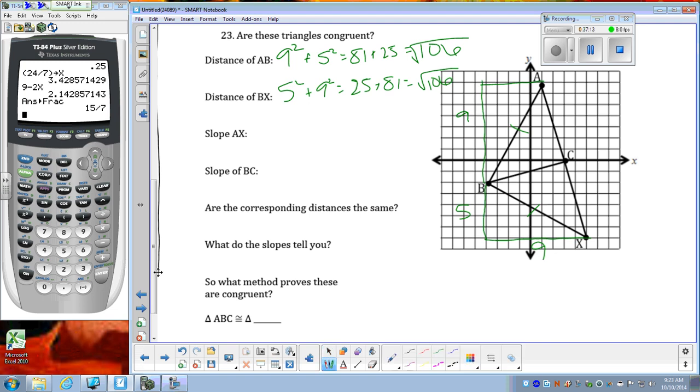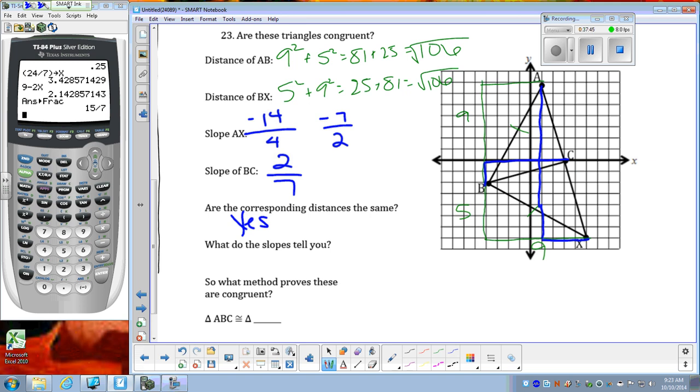Let's see. From A to X, I went down 3, 4, 5, 6, 7, 8, 9, 10, 11, 14. Went down 14, and then over 4. So that simplifies to -7 over 2. For the slope of BC, I went up 2 and then over 7. So are the corresponding distances the same? Yes, the two that I found are the same.